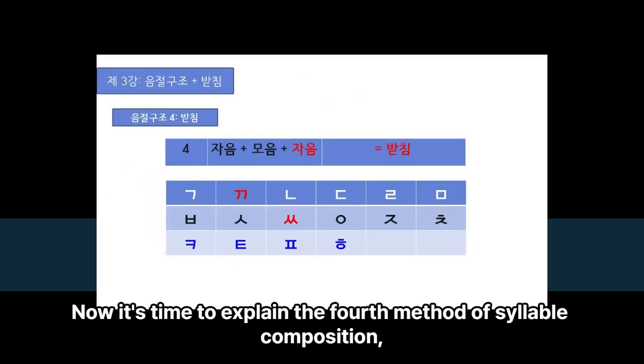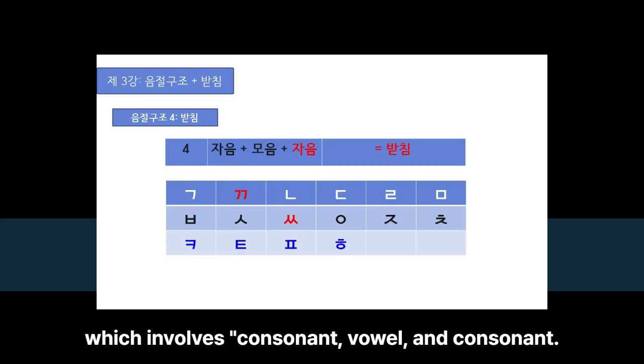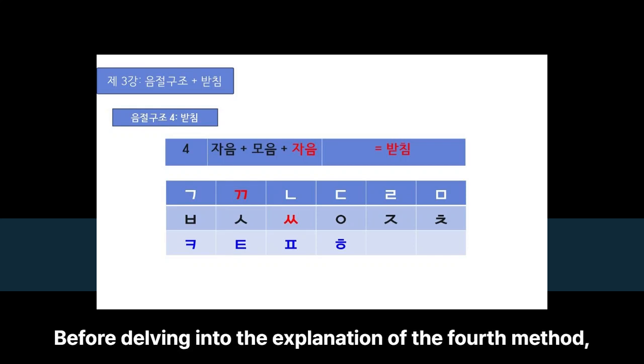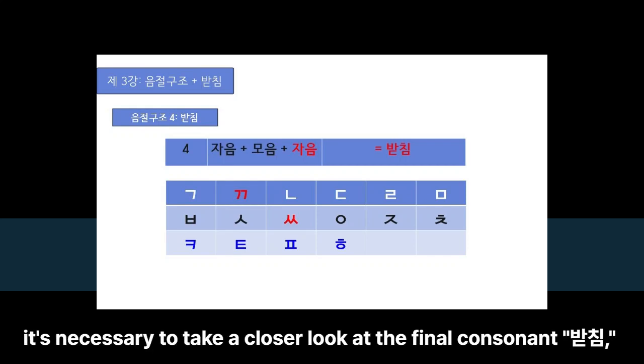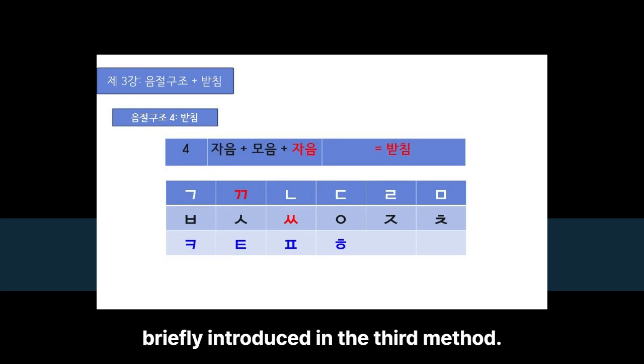Now it's time to explain the fourth method of syllable composition, which involves consonant, vowel, and consonant. Before delving into the explanation of the fourth method, it's necessary to take a closer look at the final consonant, bachim, briefly introduced in the third method.